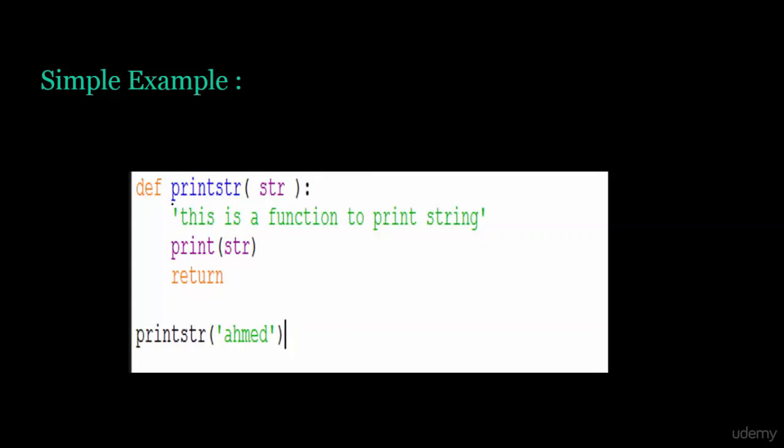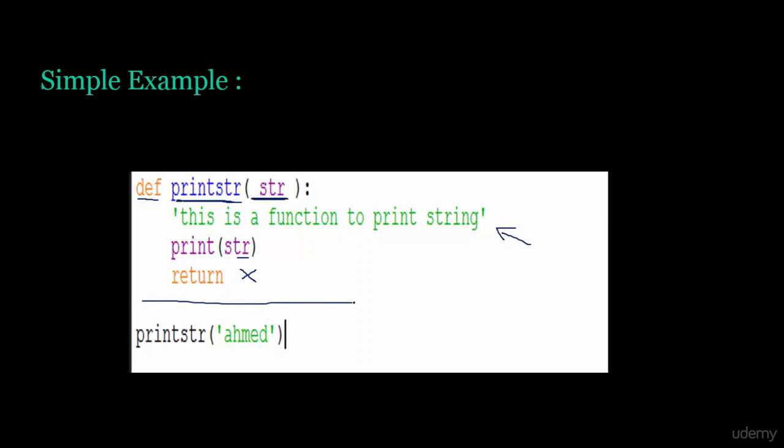If we look here, we will see that I defined a function def print str. This function takes a string, str, from the user. This is a parameter. This is a docstring here. This is a function to print a string. It's just a help for developers. Then I type here print str to print this parameter here. Then I return nothing, no parameters here, so return is None.